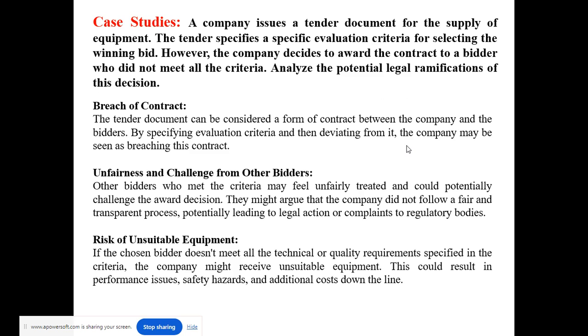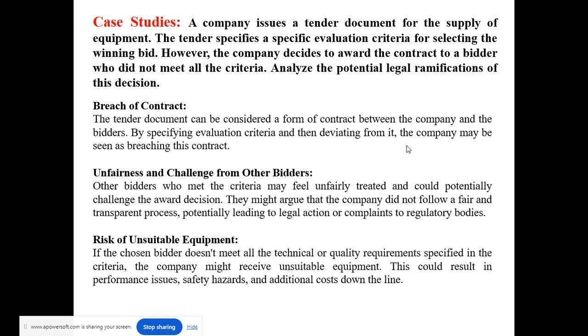Another case study, based on breach of contract, uses the specific concepts we have gained from the topic. A company issues a tender document for the supply of equipment. The tender specifies evaluation criteria for selecting the winning bid. However, the company decides to award the contract to a bidder who did not meet all the criteria. So what are the potential legal ramifications of this decision?